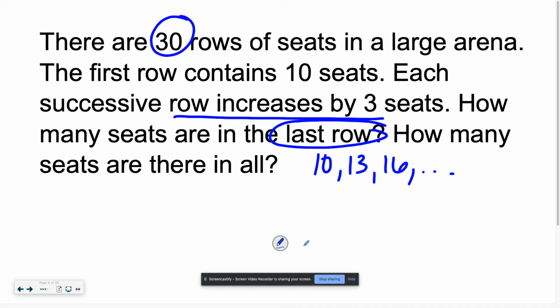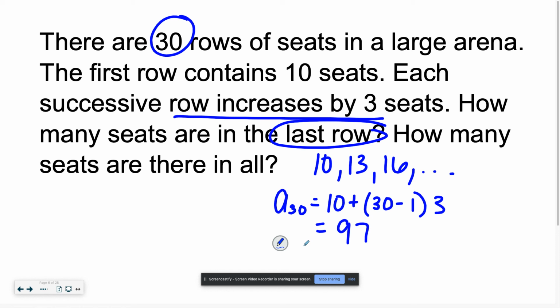So if we want to know how many are in the 30th row, we know our first term, we know we're looking for the 30th, and our common difference is 3. So we should get 97. So that's how many are in the 30th row, but we want to know how many are in all. So we're trying to find the sum.